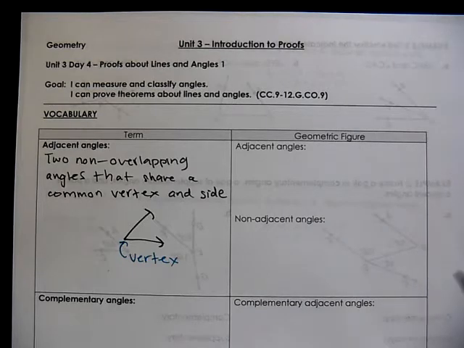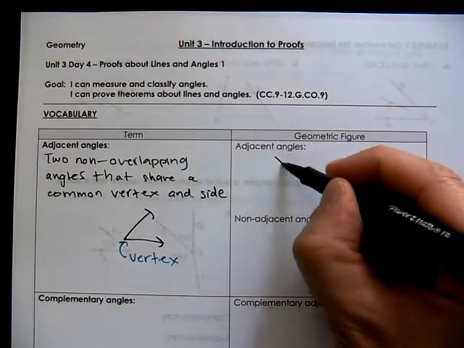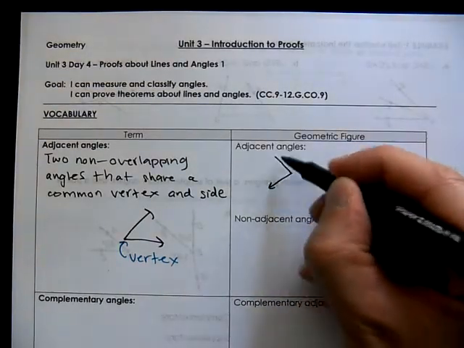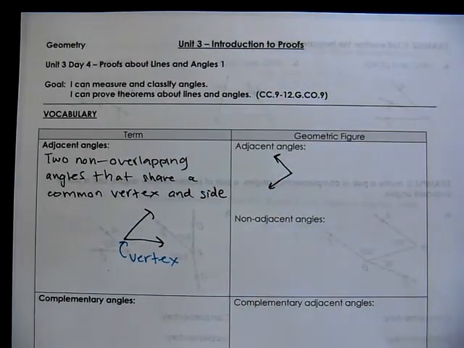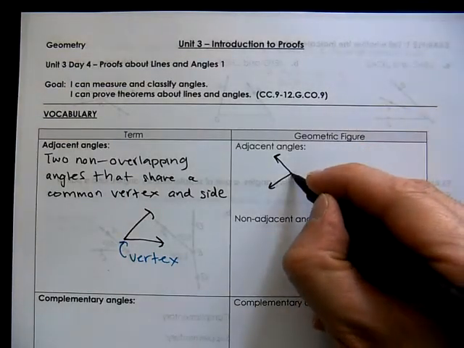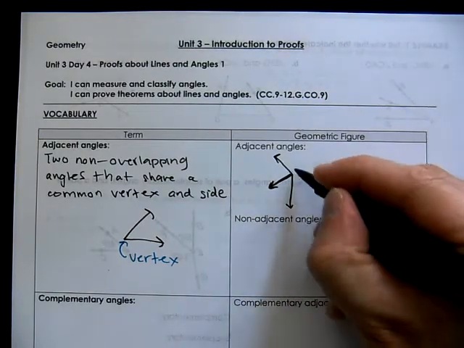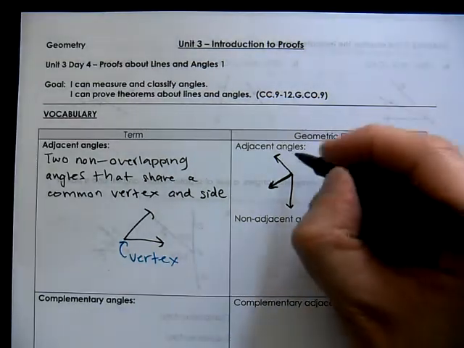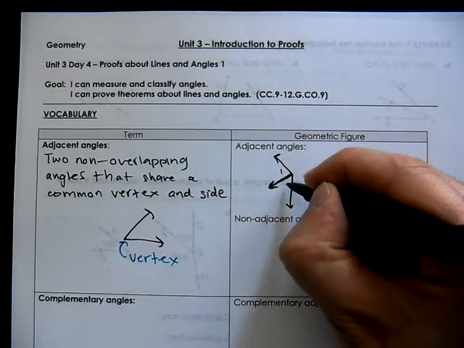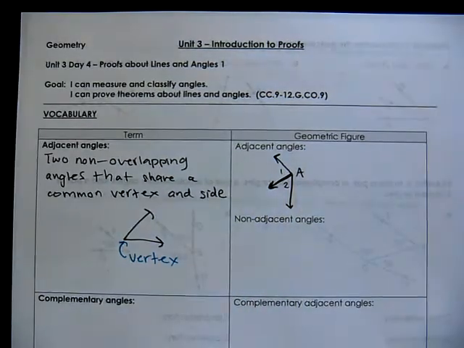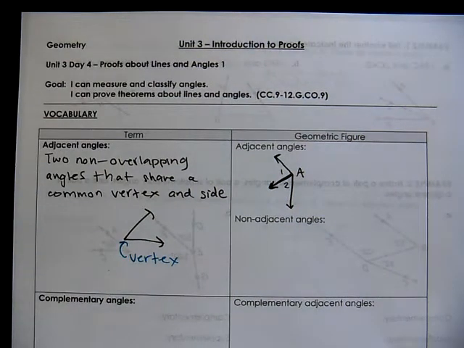So let's diagram this out. Here we have my first angle, and we want to draw our second angle in such a way that it shares a common side and a common vertex. So here is my second angle, sharing the common side and sharing the common vertex. So they all have the common vertex there. So I could number them something like this. So we could say angle 1 and angle 2 are adjacent angles.